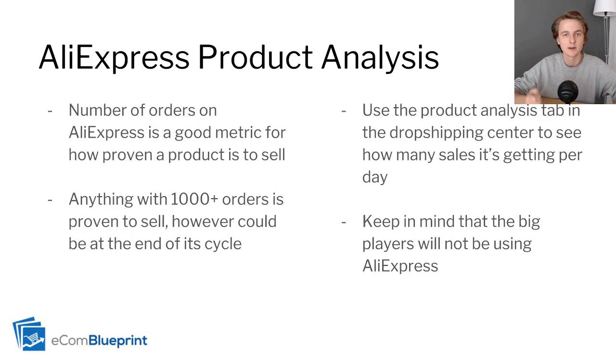And that's why you need to combine all these different methods. You don't just look at the number of orders. You look at the number of orders, look at the trend, etc. And so one way that you can see the trend of the sales of the product on AliExpress is using the product analysis tab. And the product analysis tab will let you see how many sales the product is getting per day. And so that's a great way to know if it's actually selling right now.